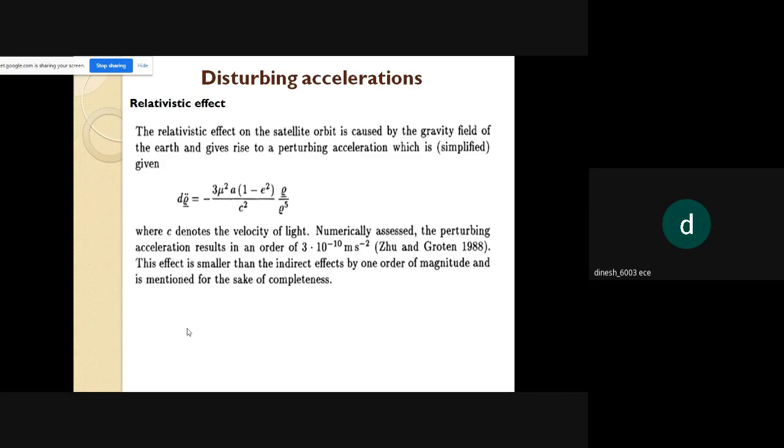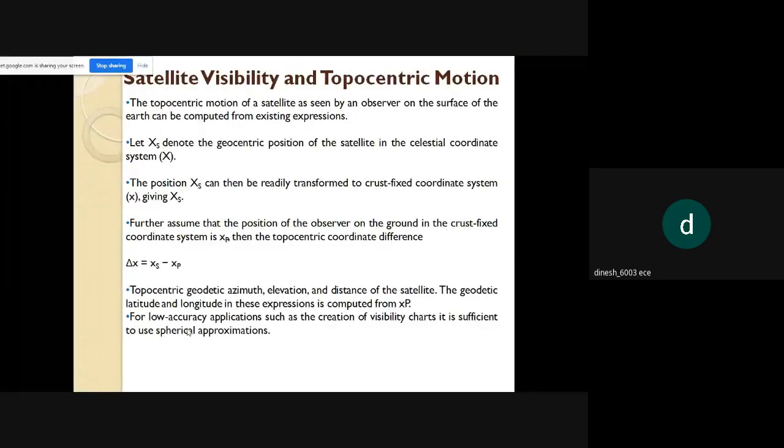Coming to the next topic, satellite visibility and topocentric motion. This topocentric motion is determined from the satellite visibility. So the topocentric motion of a satellite as seen by an observer on the surface of the earth can be computed from the existing expressions.